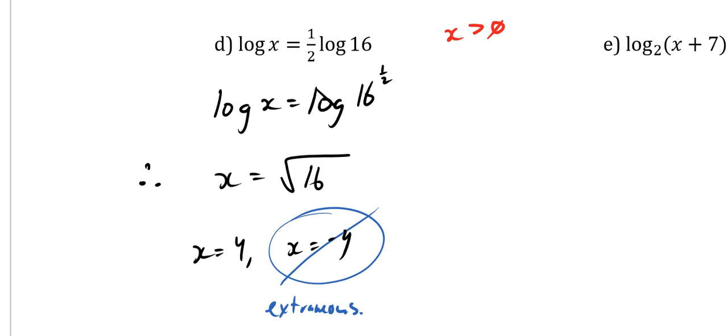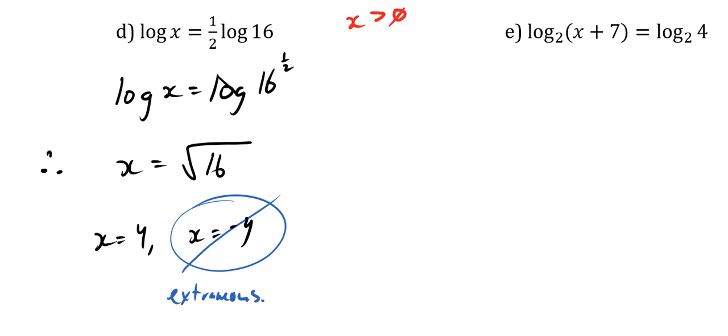You have to say something. So extraneous, sometimes I think in the solutions in this unit, it says not in the domain. If you think about the graph, you can't put negative values in for x of the graph of log, right? So not in the domain, sometimes we say, or extraneous. Let's make it ext, okay.